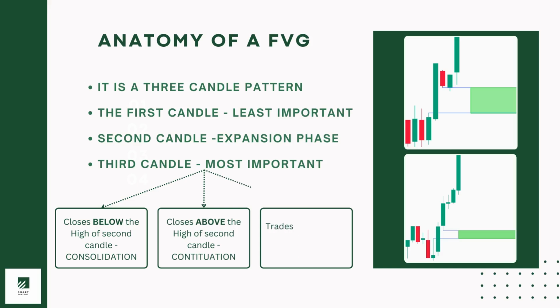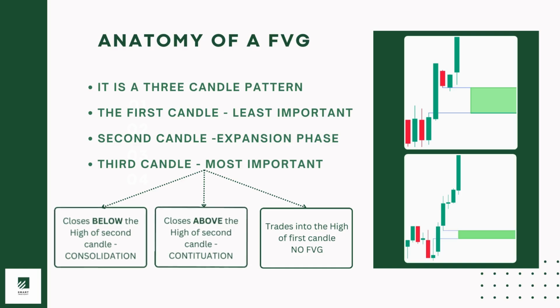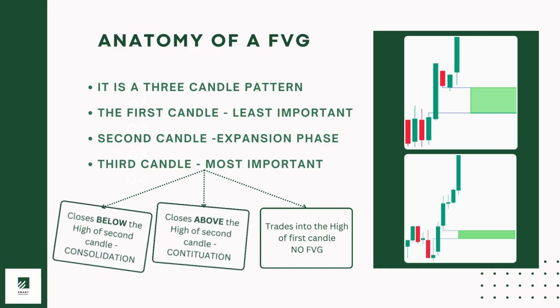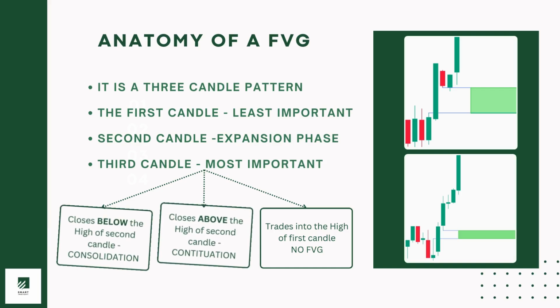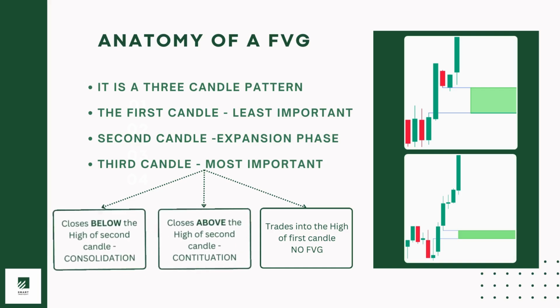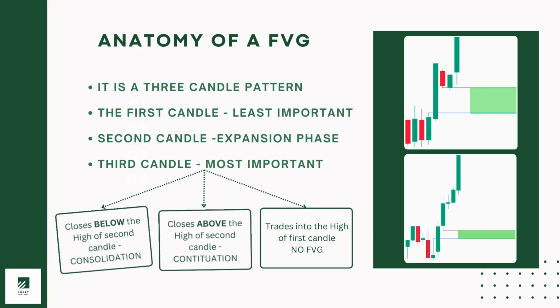The third scenario is where the third candle trades back into the high of the first candle, thus preventing any fair value gap from forming, and we don't get any fair value gap. So the situations that we are looking forward to are scenario 1 and scenario 2, where we get either a normal fair value gap or we get a breakaway gap.